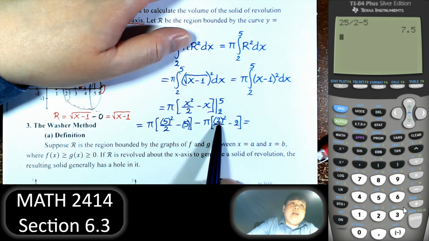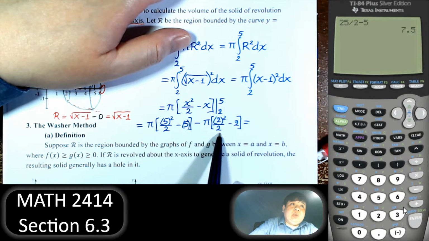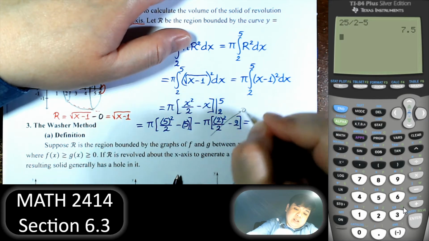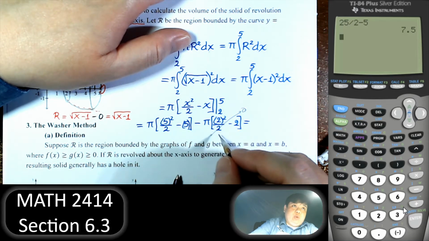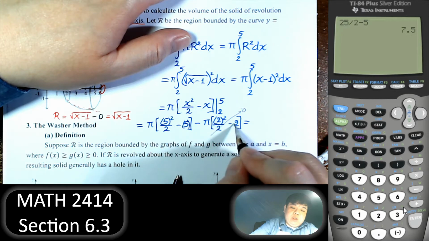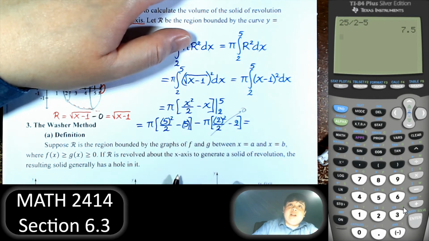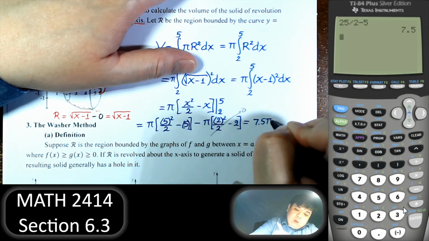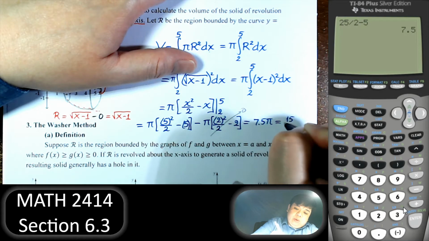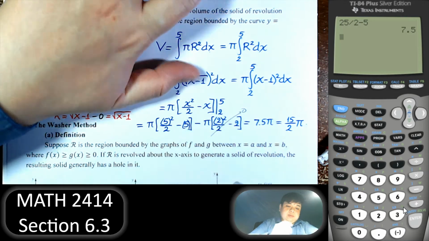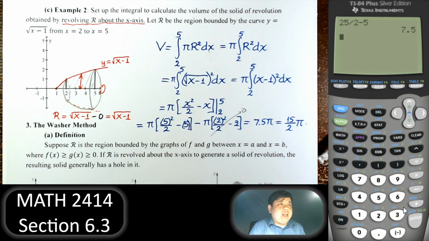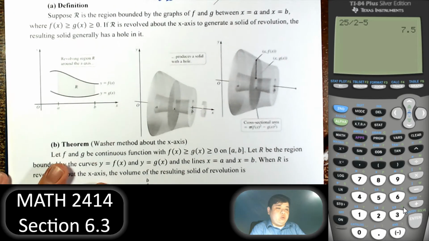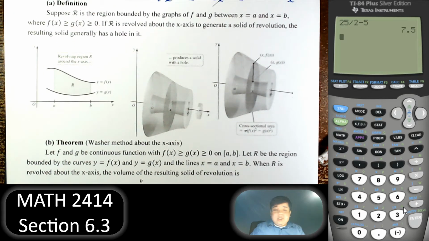And then 2 squared is 4 divided by 2 is 2. 2 minus 2 is 0. So that one go to 0. We just have this, and that is 7.5 pi or just 15/2 pi. Right. So usually we leave the answer in terms of pi, and so we keep pi outside, do all the integral, and that should be it. So that is the disk method.